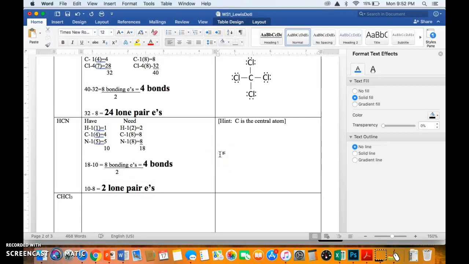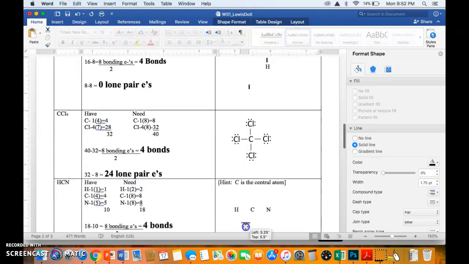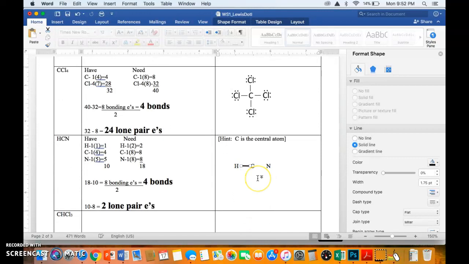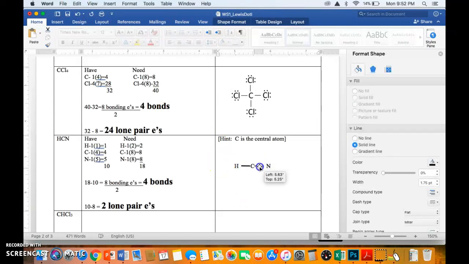So, in this case, my least electronegative element goes in the middle, excluding hydrogen. So it's either going to be carbon or nitrogen. It just so happens to be carbon. And as you can see here, carbon goes in the middle. So I have H, I have C, and I have N. Every atom is going to be bonded to that central atom. So, right away, I'm going to add bonds between the carbon and the hydrogen, and between the carbon and the nitrogen. So here I've added my 2 bonds.